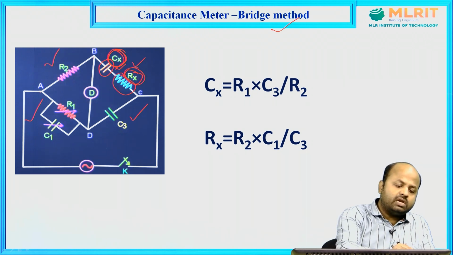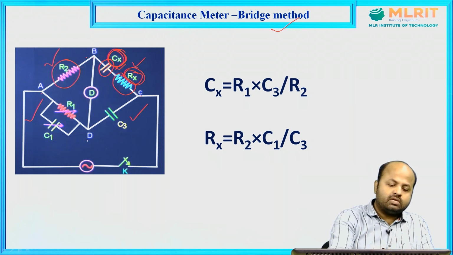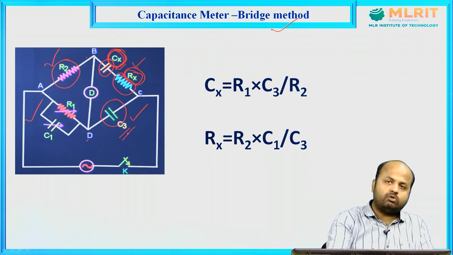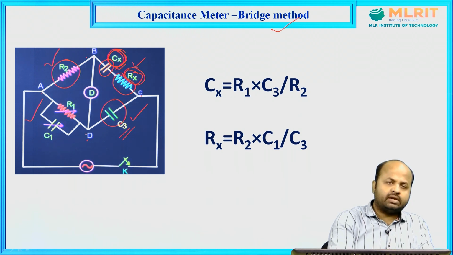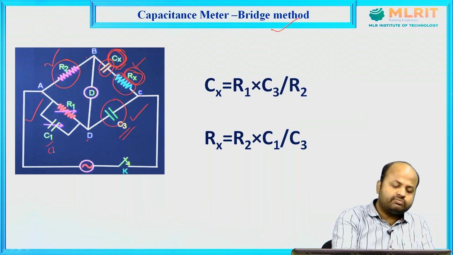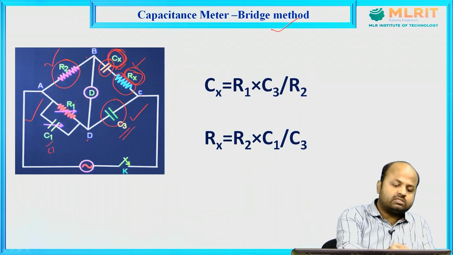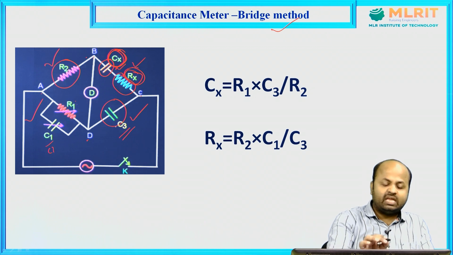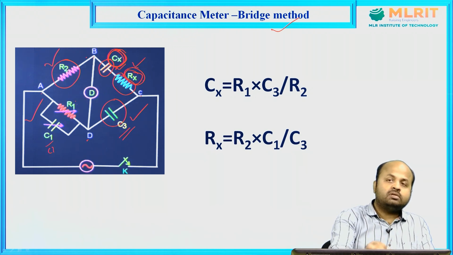Now in arm AB connect one resistor. In arm CD connect one known capacitor. This capacitance value I know. And in arm AD connect the other capacitor C1, this value also I know, and R1, the value is also known. So every value, R2, R1, C3, C1, all the values are known except Cx and Rx. So how to find the value of Cx and Rx?